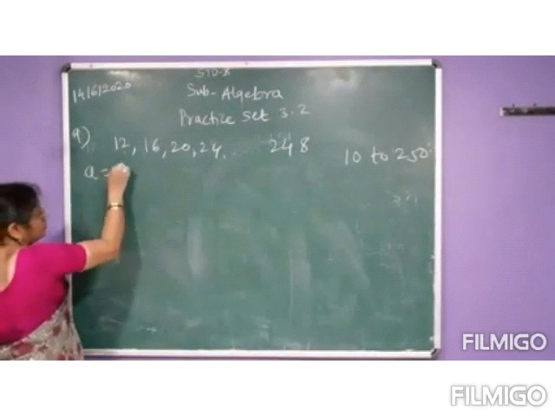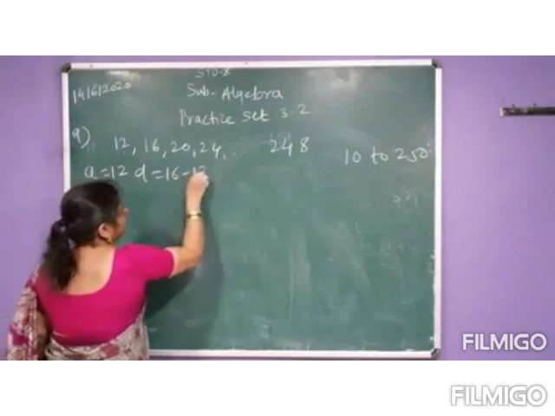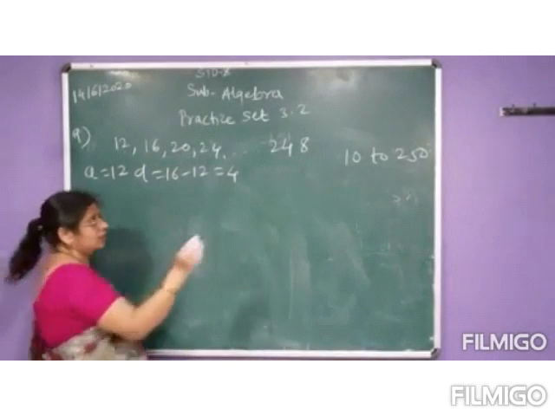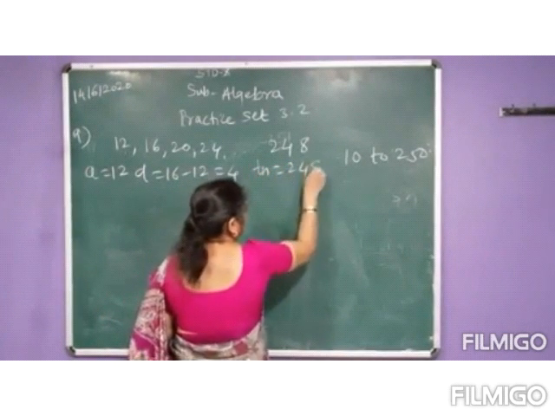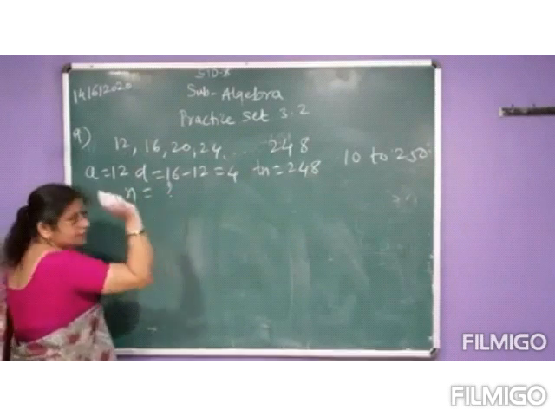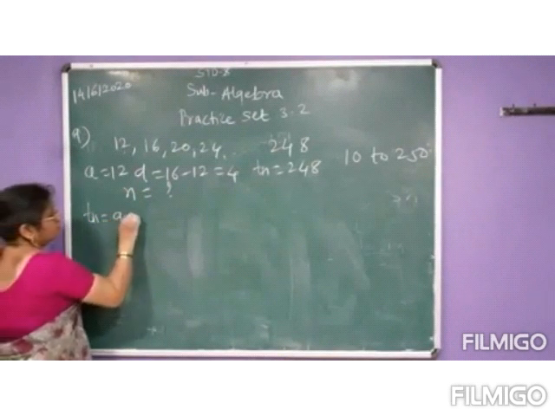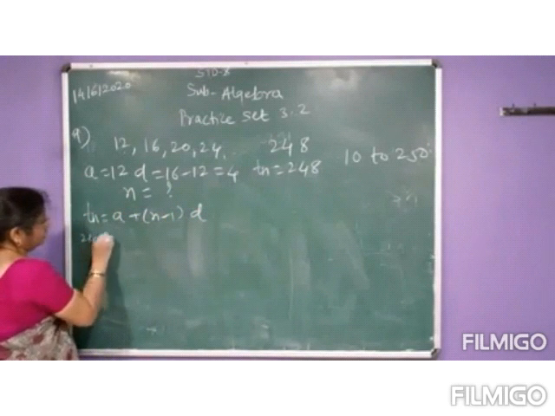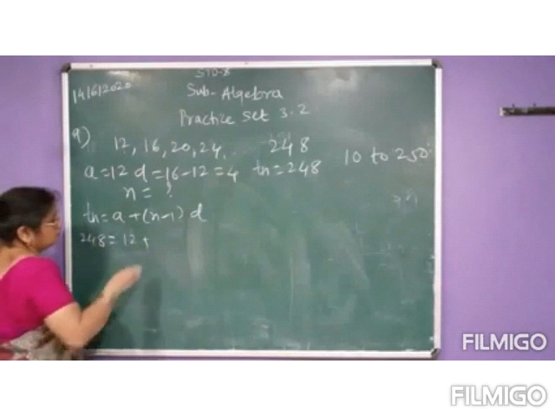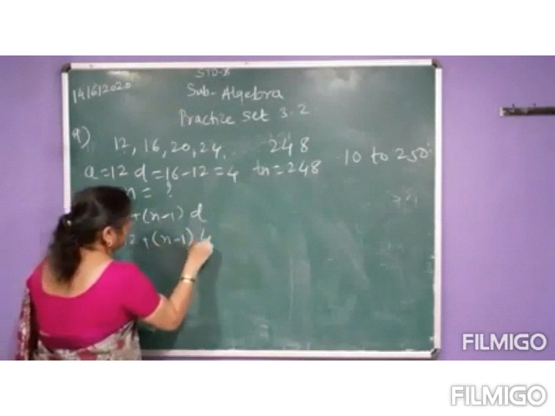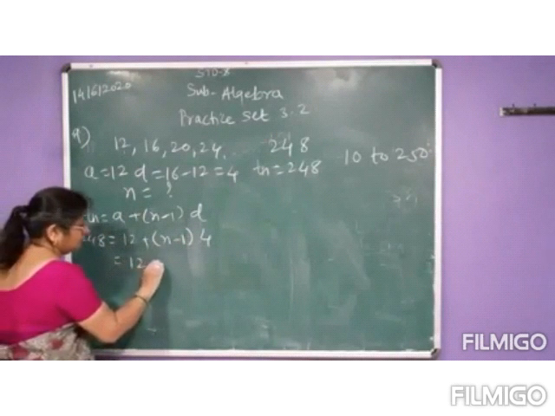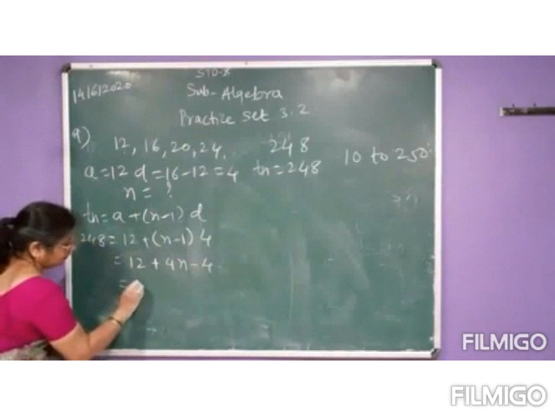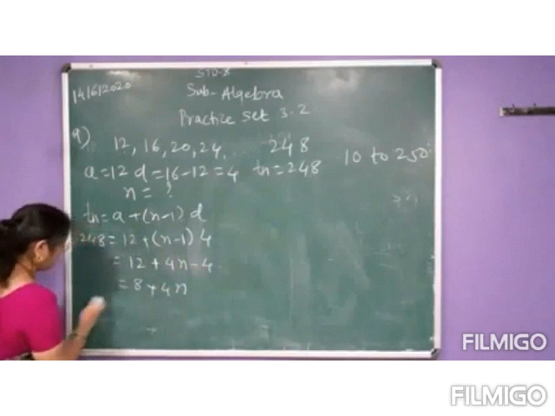So your A is 12, D is 16 minus 12, that is 4, or otherwise also, divisible by 4 means the common difference D is 4. Then Tn is here 248. You have to find out what is n. So Tn is equal to A plus n minus 1 into D. So 248 is equal to 12 plus n minus 1 into 4. 12 plus 4n minus 4, that is 8 plus 4n.